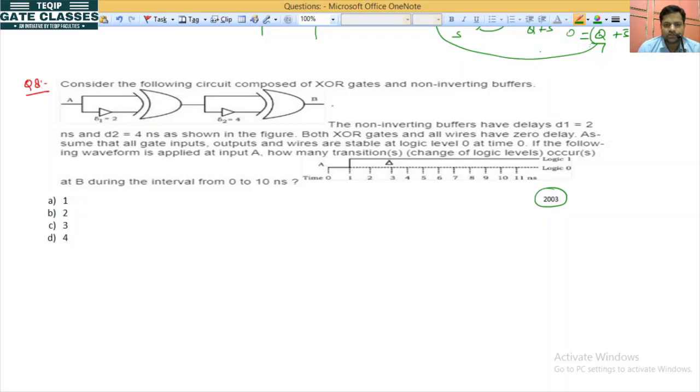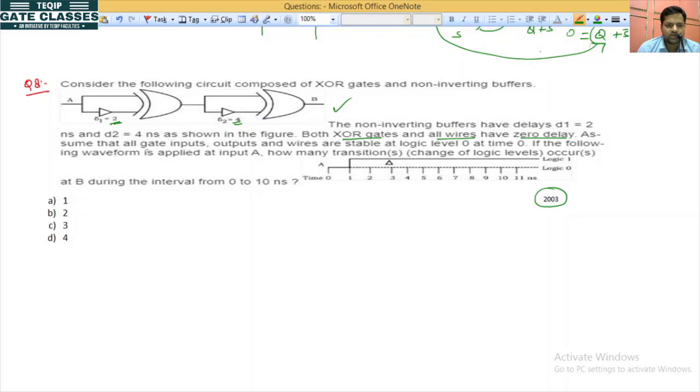So this is the diagram that is given. The non-inverting buffers have delays. D1 is 2 nanoseconds, D2 is 4 nanoseconds. So 2 nanoseconds is given for this buffer, and for this buffer 4 nanoseconds is given. Both the XOR gate and all wires have 0 delay. Means only these buffers have delay, but all other wires and this XOR gate are ideal. Ideal means to produce output it will have 0 delay. Okay.